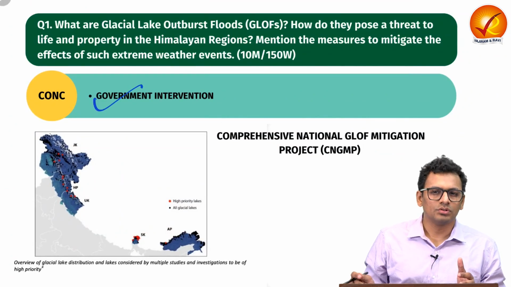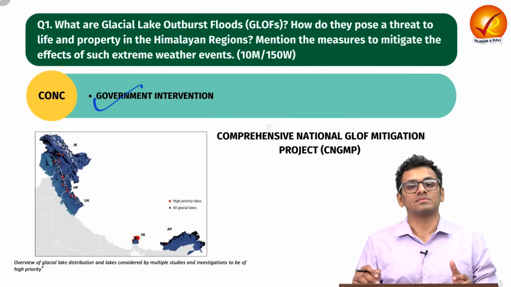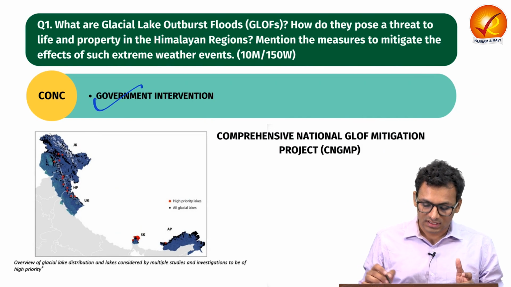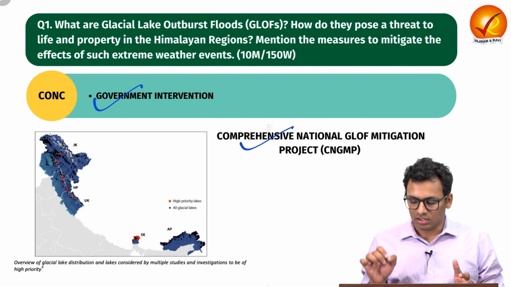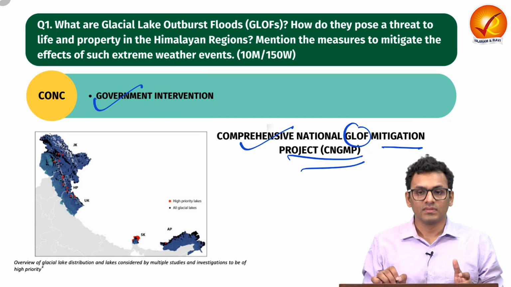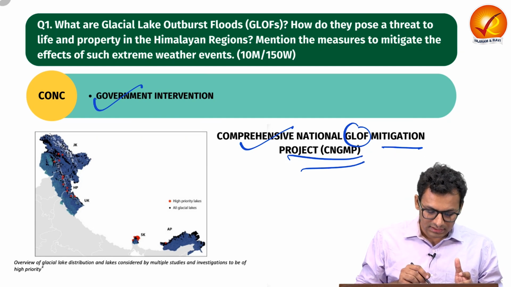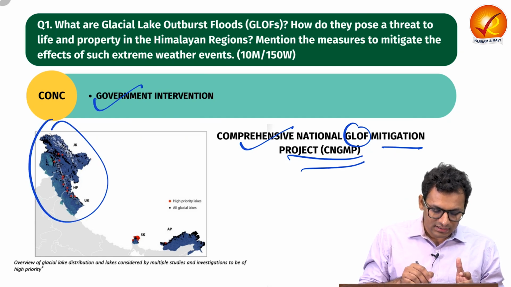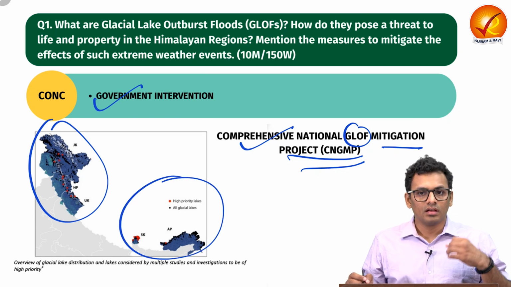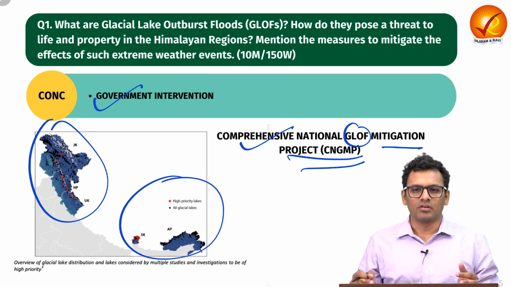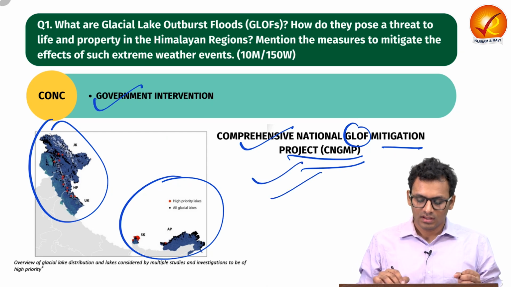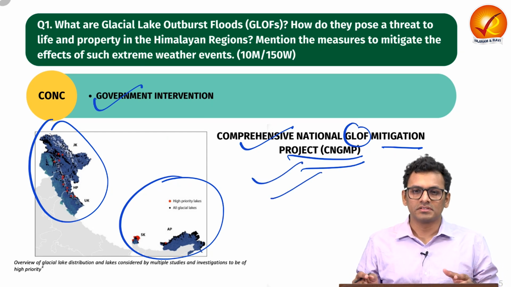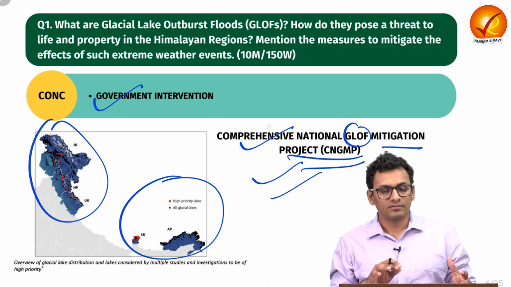Now, in the conclusion, you have the potential to talk about how government has proactively taken initiatives like the Comprehensive National GLOF mitigation project, where government is trying to ensure they understand the idea like vulnerability maps and take precautions in advance. So this kind of keywords as well as initiatives can also be written in your conclusion. So that's it for question number 1.